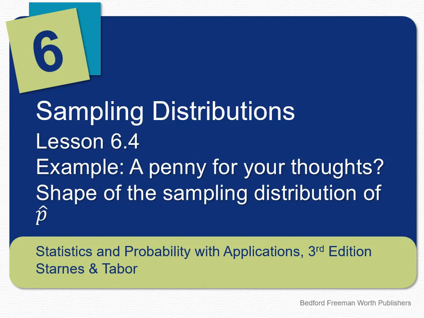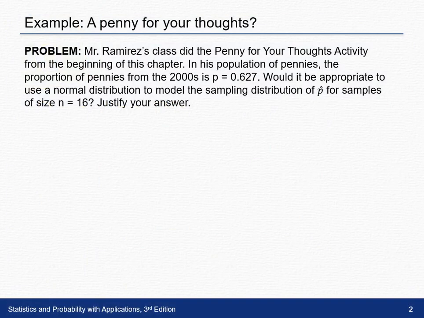In Lesson 6.4's example, A Penny for Your Thoughts, we'll be analyzing the shape of the sampling distribution of p hat. Mr. Ramirez's class did the Penny for Your Thoughts activity from the beginning of this chapter. In his population of pennies, the proportion of pennies from the 2000s is 0.627.